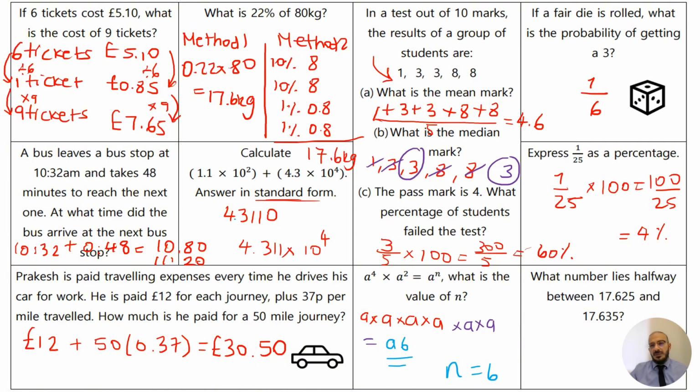What number lies half between 17.625 and 17.635? So in order for me to be able to find out the midpoint between two values, whether it is the coordinates or any two numbers, we need to add them up and half it, and that will give you the section that's in the middle. So you need to do 17.625 plus 17.635, and then whatever that is, we need to half it, and that's going to give me 17 point. So this answer will be divided by 2, and that's 17.63. There you go.